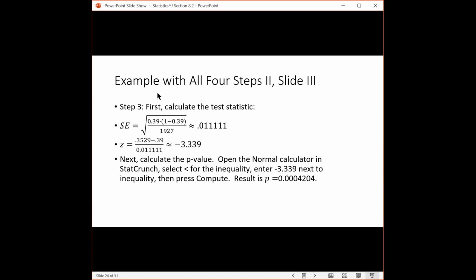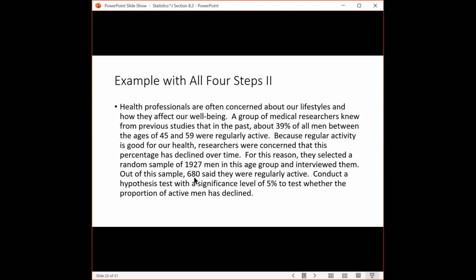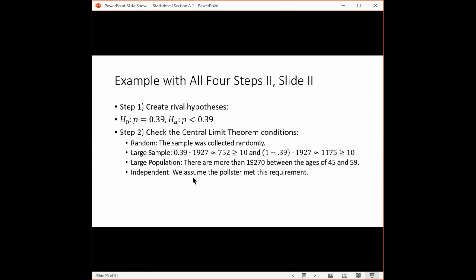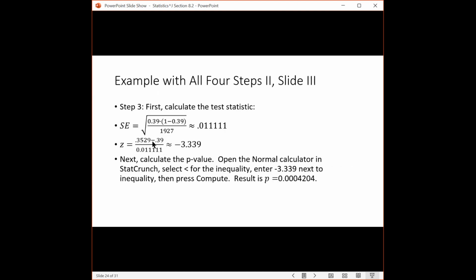Step three, we need to go through and do a bunch of math. So calculate the test statistic. To do that, take the population proportion, put it here, divide by the size of the sample, do the math, you get this number, take that number, put it in the denominator. This is the sample proportion, so the 0.3529, where is that coming from? That is coming from 680 said they were active out of 1,927. You divide those two numbers and you get the 0.3529. And then minus the population proportion, which is right there, 0.39, and then divide by the standard error we just calculated. When you do that, you get negative 3.339.